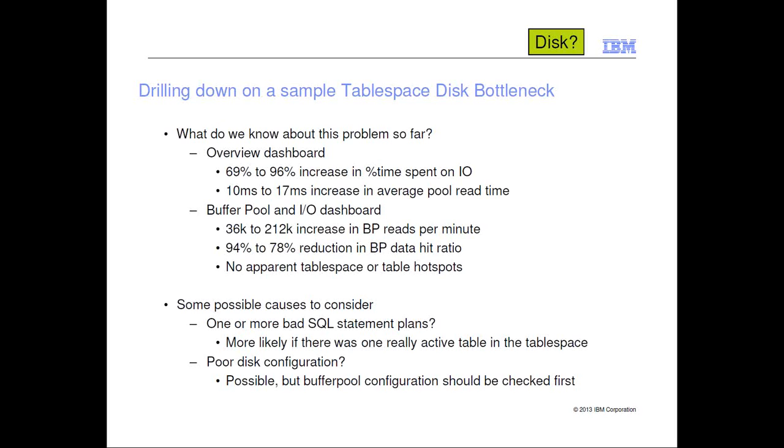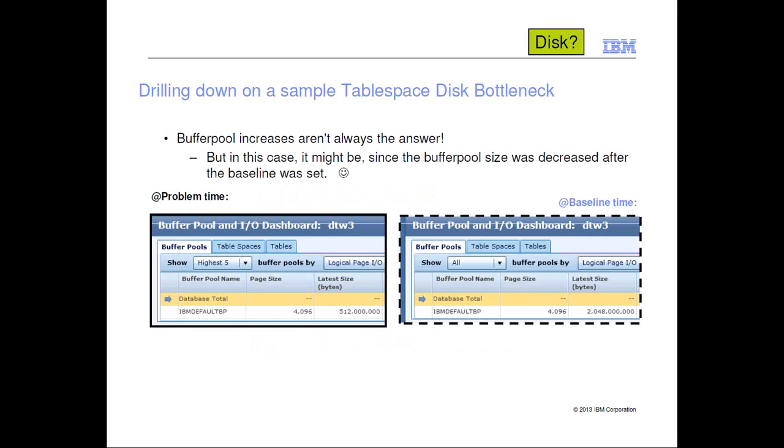So some of the things that could cause this particular issue are probably some particular SQL that ran additionally during this time, and it was a bad SQL wherein it was hitting that active table space again and again. Probably there was an issue with respect to the buffer pool configuration, and that's why the buffer pool data hit ratio has dropped from 94% to 78%.